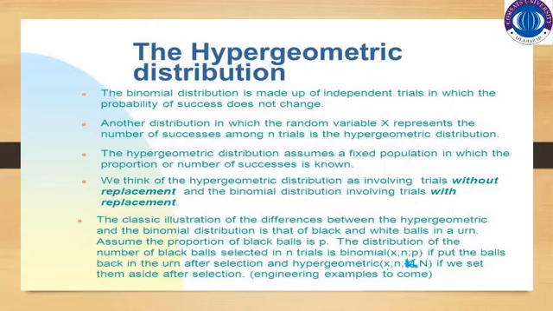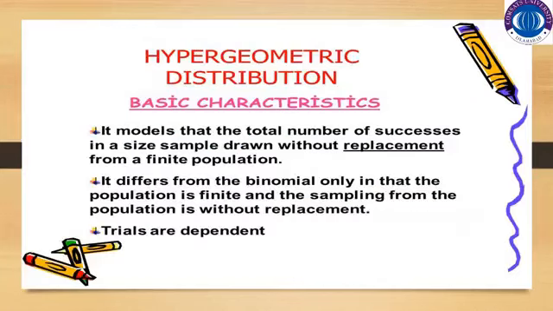Hypergeometric distribution. Here x is a random variable which follows the hypergeometric distribution, and it has three parameters n, k and capital N, whereas binomial has two parameters n and p, if we set them aside after selection. The basic characteristics of hypergeometric distributions are: it models the total number of successes in a sample drawn without replacement from a finite population. It differs from the binomial only in that the population is finite and the sampling from the population is without replacement, and trials are dependent, whereas in the case of binomial, trials are independent.